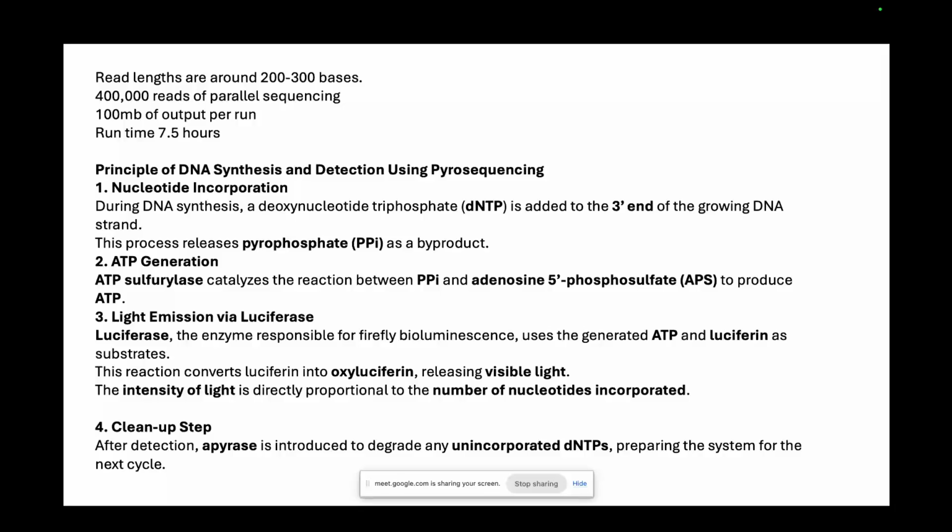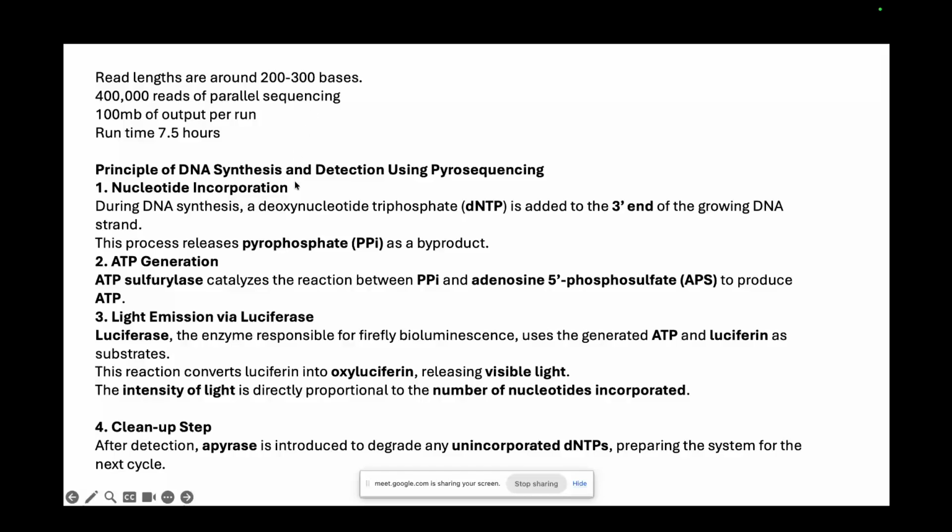Illumina will give you around 300, 350 base pairs. So it is slightly more than that, but these are older estimates, what you find in the literature. Right now it sits in between Illumina and Sanger. If you do parallel sequencing, you have around 400,000 reads in parallel, and 100 MB of output per run. If you want to run one human sample, it takes around 7.5 hours, right?